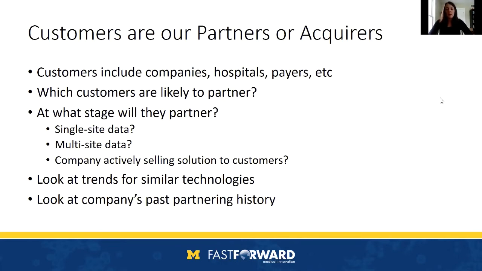So that's a good way to pivot after you've done your initial customer discovery effort, to pivot your customer discovery towards your ultimate customer, to understand at what stage will they partner with you. And then you can also do some secondary research in terms of other technologies that may be similar to yours that have partnered with these types of customers, or looking at a particular customer's past partnering history and at what point they've engaged with different technologies and how that may influence your development path forward.